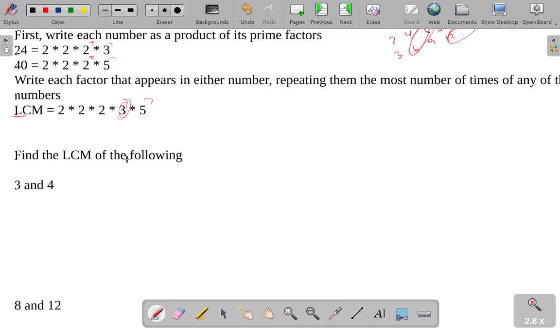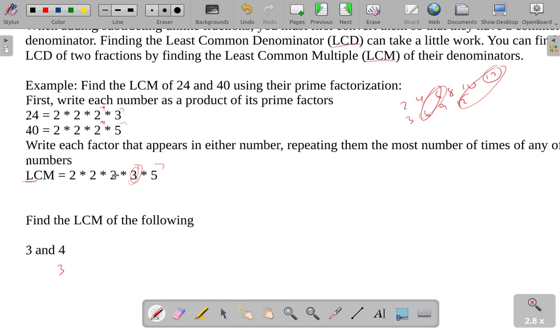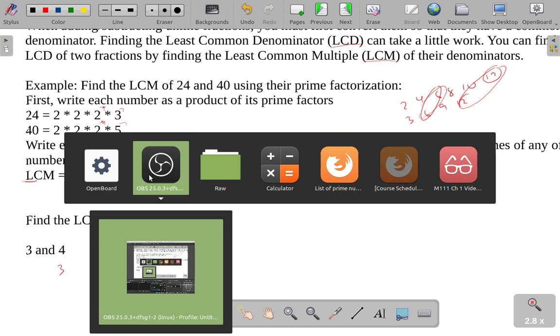So if we wanted to find the least common multiple of these, I should finish that up. The least common multiple is what we get when we multiply all these together. So 2 times 2 times 2 times 3 times 5, whatever number that ends up giving us.